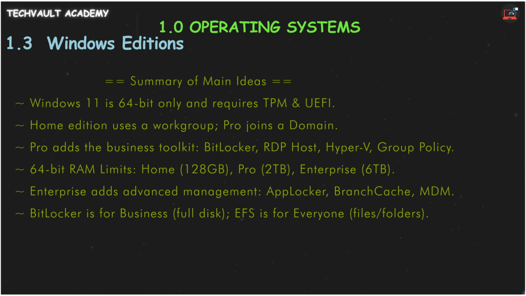Remember the 64-bit RAM limits. Home is 128 GB, Pro is 2 TB, and Enterprise is 6 TB. Enterprise adds advanced controls like AppLocker, BranchCache, and MDM. And finally, BitLocker encrypts the full disk for business, while EFS encrypts individual files for everyone.